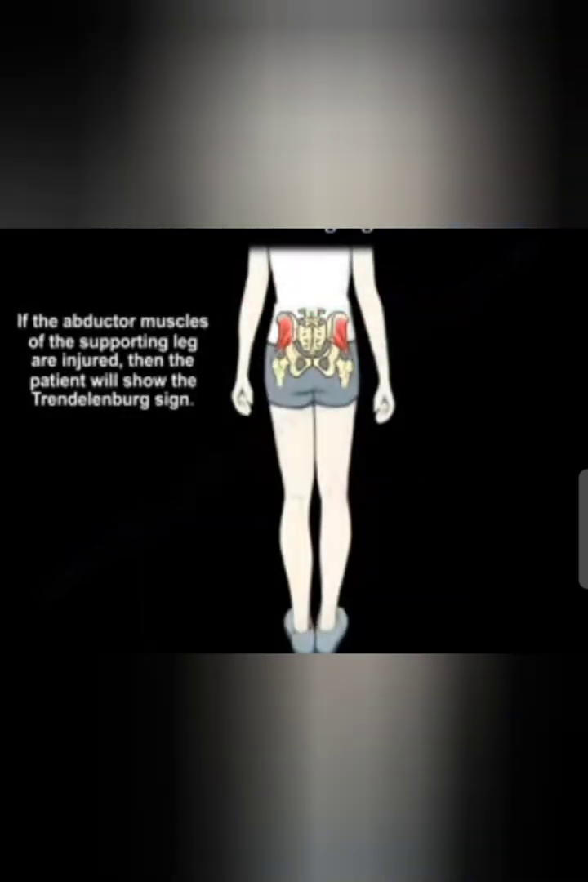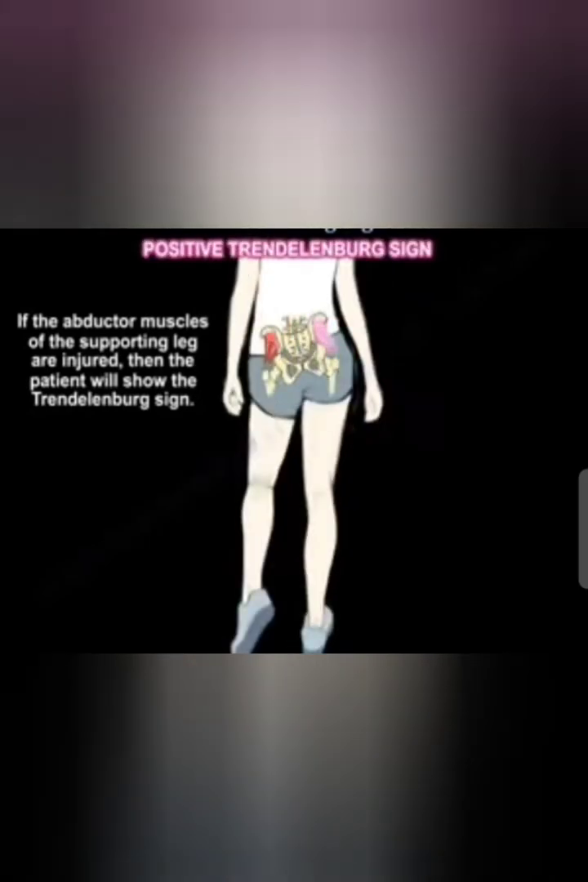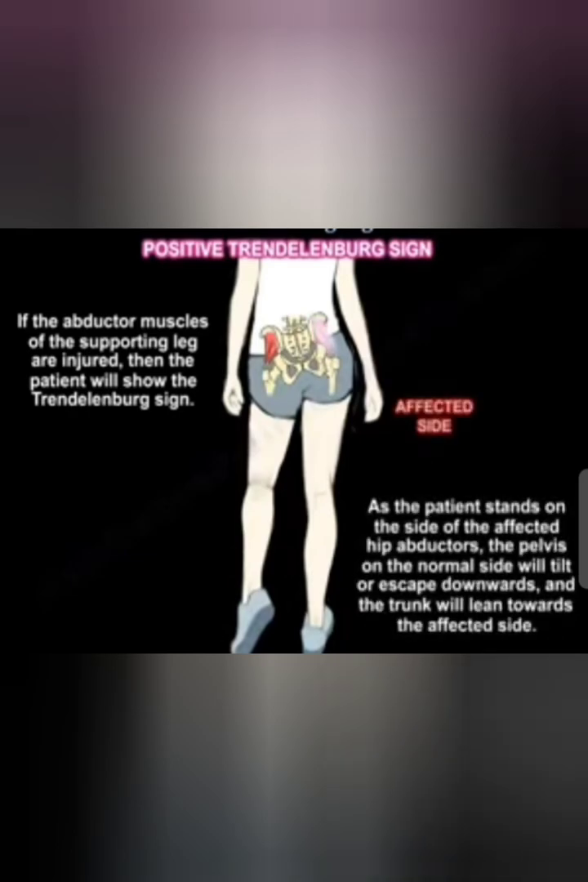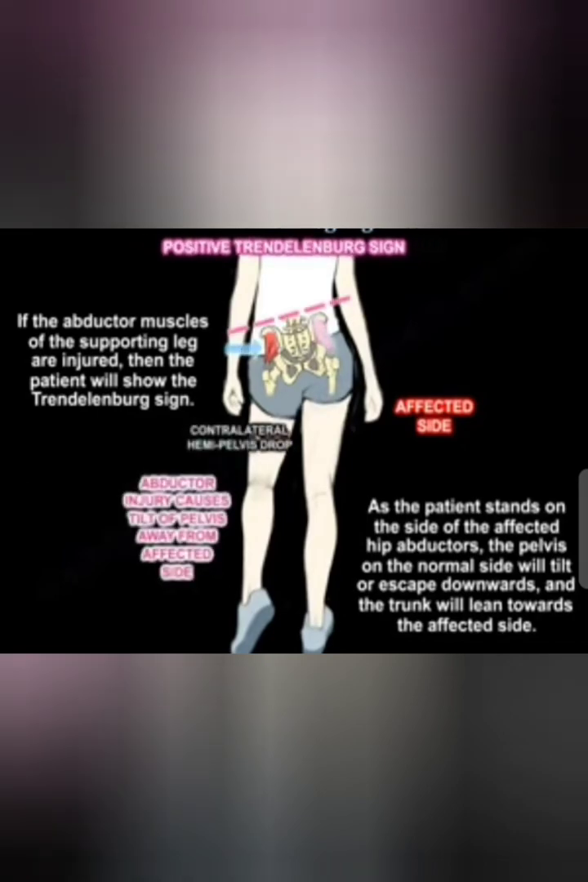If the abductor muscles of the supporting leg are injured, the patient will show the Trendelenburg sign. As the patient stands on the side of the affected hip abductors, the pelvis on the normal side will tilt or escape downwards, and the trunk will lean towards the affected side.